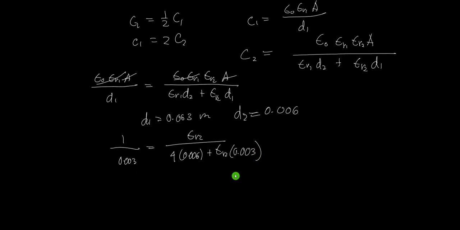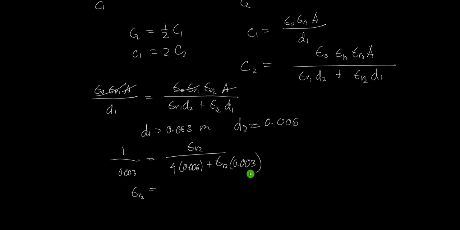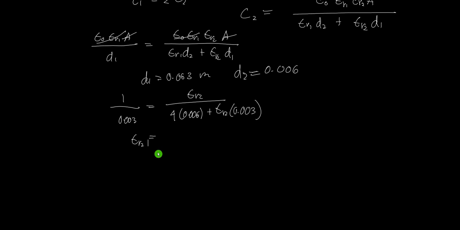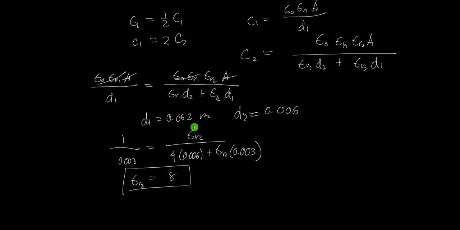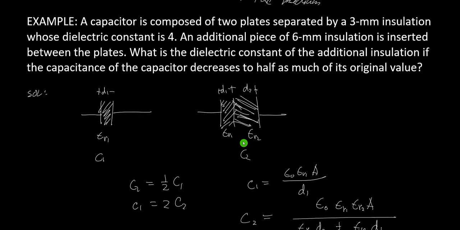So we only have one unknown, and that is epsilon R2, the dielectric constant of the second one. And this should be equal to 8. If you solve that, the answer should be equal to 8. You can check that if there's something wrong with what I did here. And that is our lecture on capacitor and capacitance.